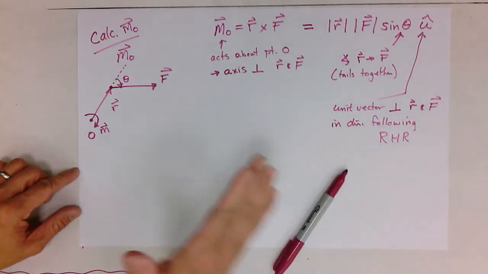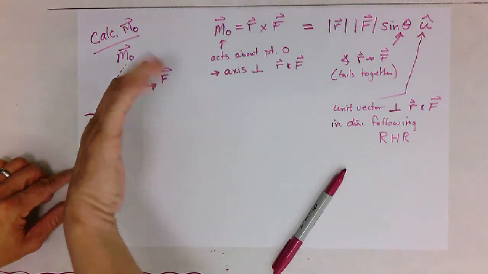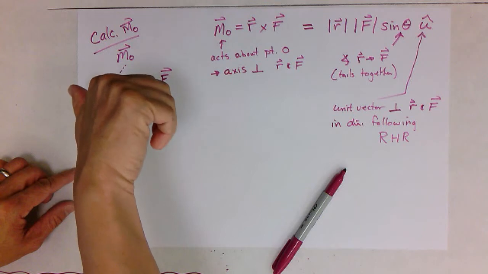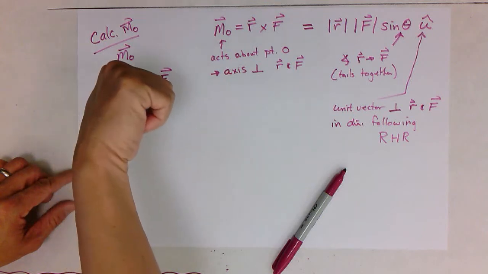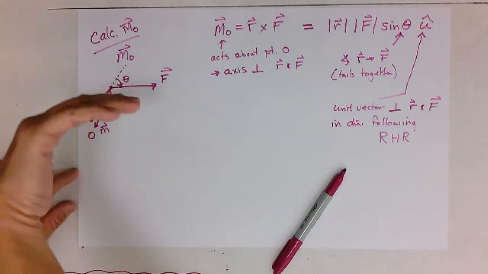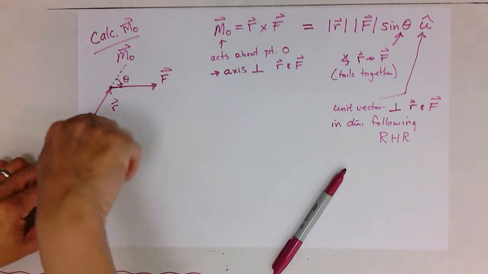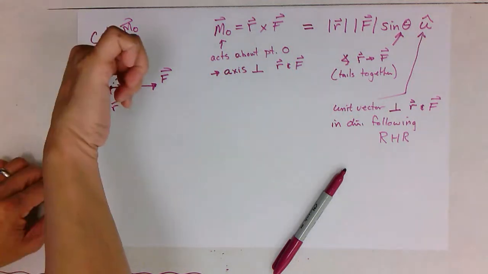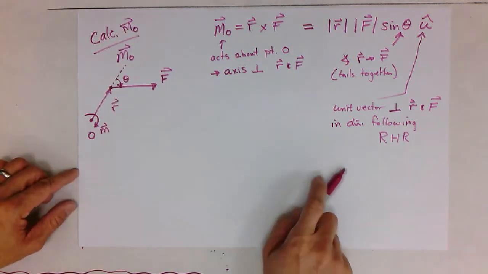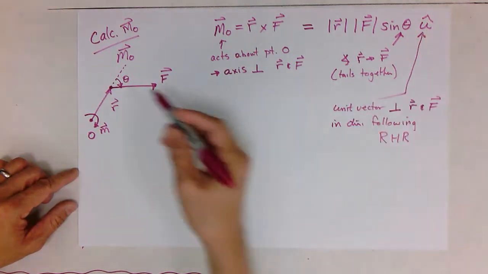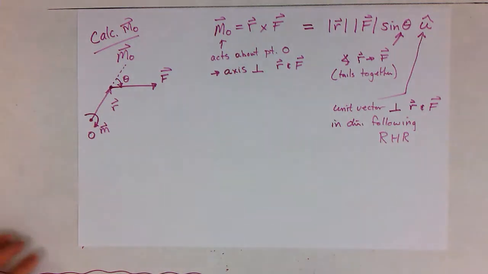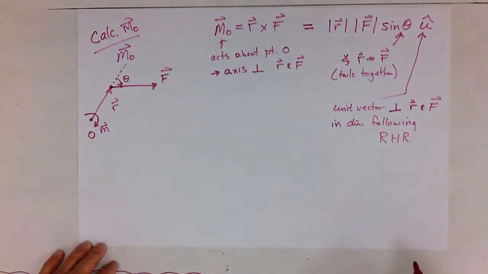So the right-hand rule: we take our right hand, we point it in the direction of r, fingers go in the direction of r, curl to F, and our thumb is going to point in the direction of the moment vector. So in this case, my fingers are going to curl around following the curved line I've drawn here. My thumb points into the page. So in this case, u is a unit vector which is perpendicular to this page. It is positive, going into the page.